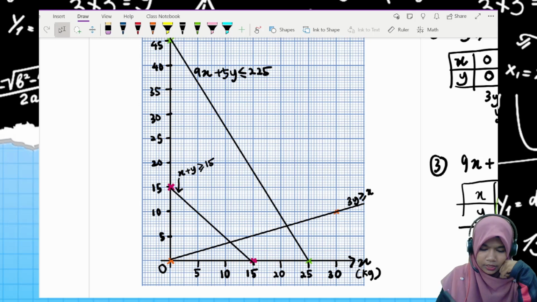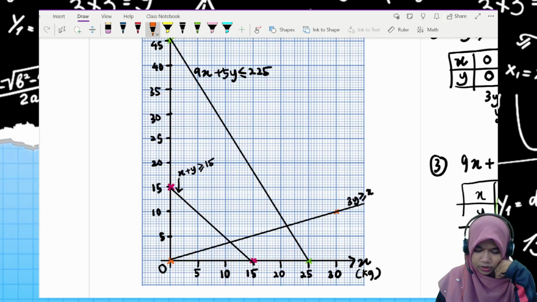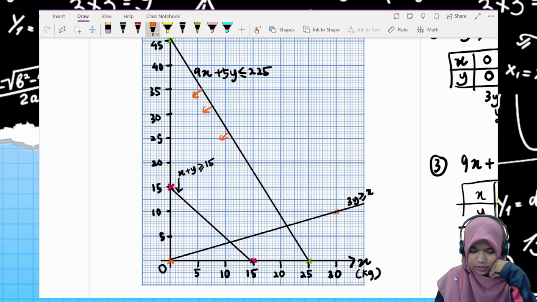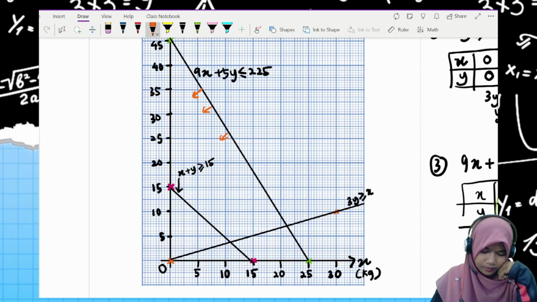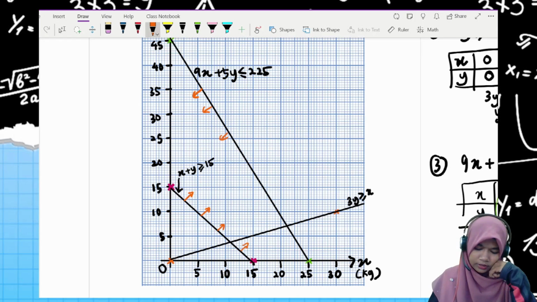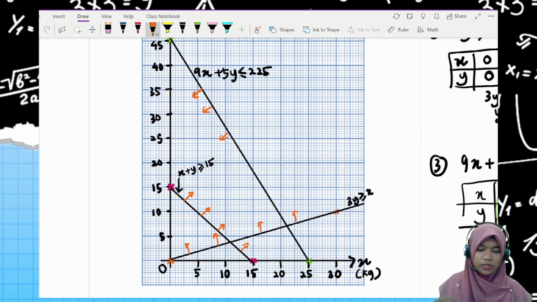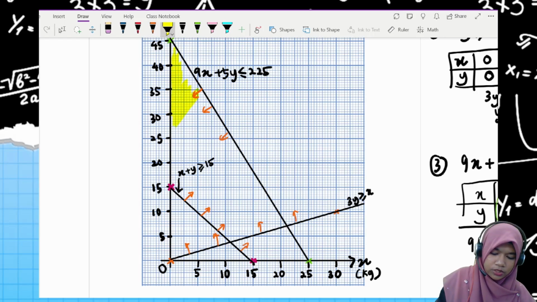Okay, continue. So determine the region. Less than, so it involves below the graph. Below the graph. And for this one, greater than, above the graph. And another one, 3y greater than x, above the graph. Based on the symbol, the region that satisfies the three inequalities now is this region.